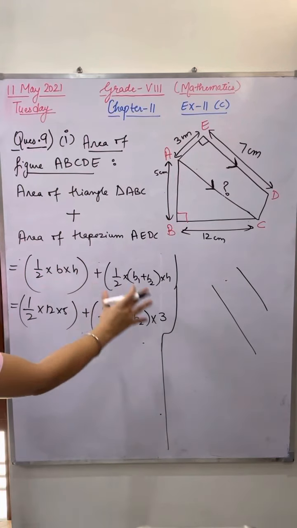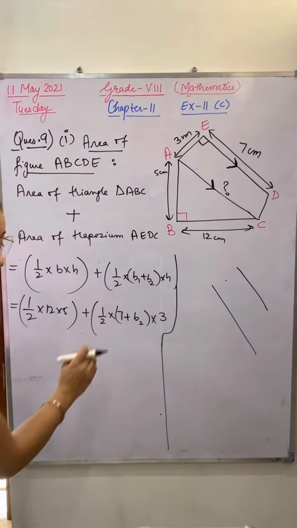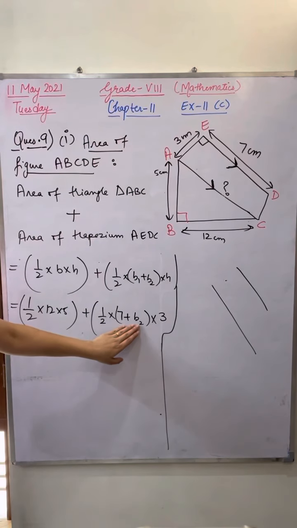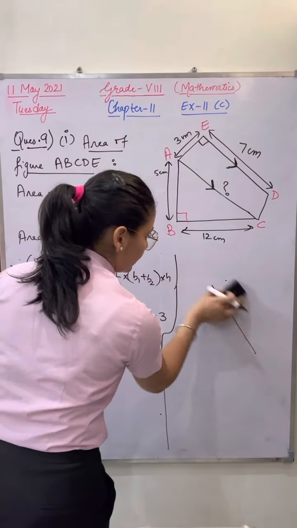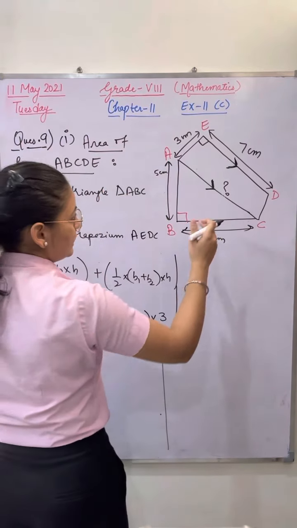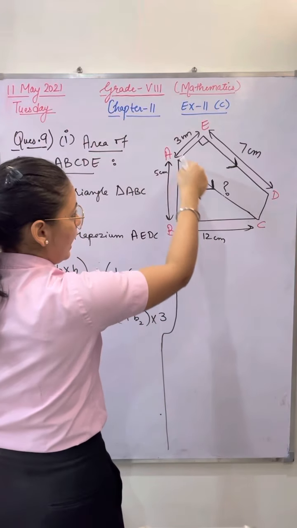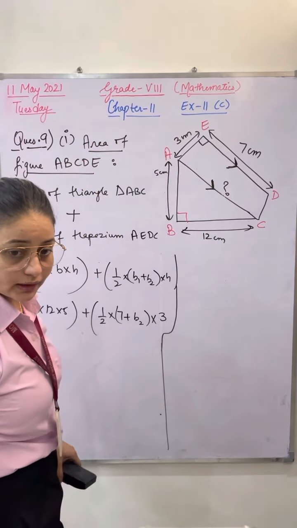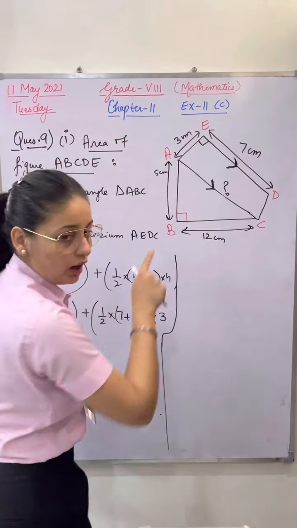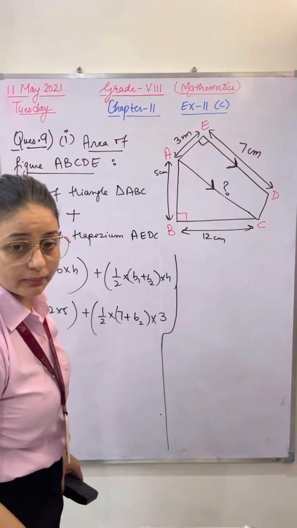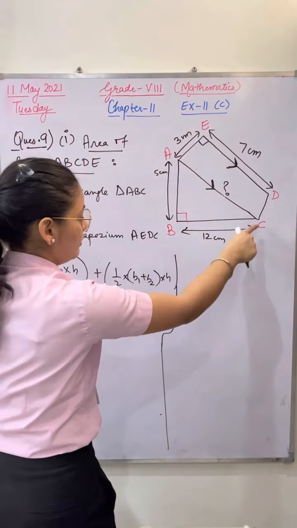So if I want to solve this, first of all I want to take out B2. So I'm going to solve B2 on this side. Can I take this right angle triangle? In this right angle triangle, this will be my height. This will be the hypotenuse.